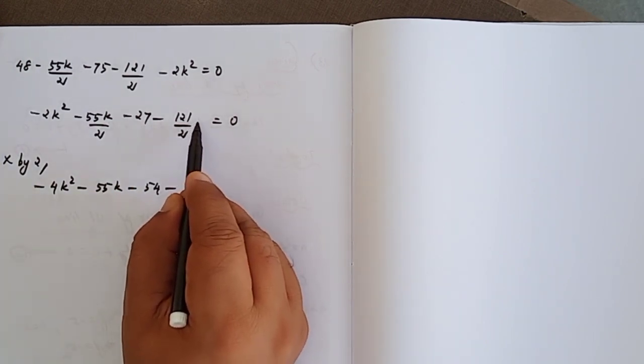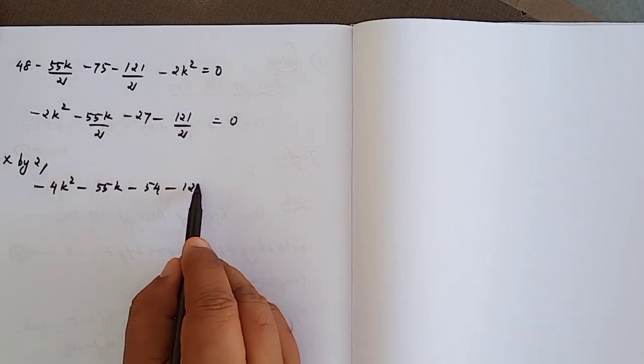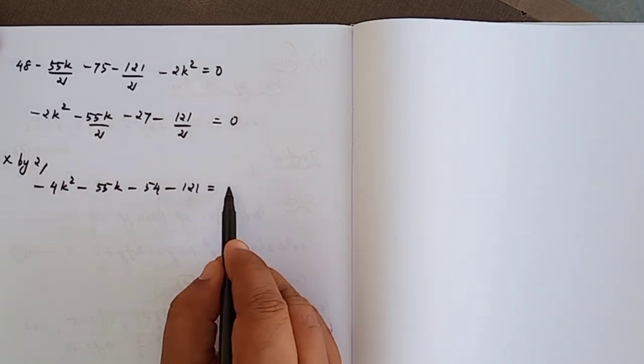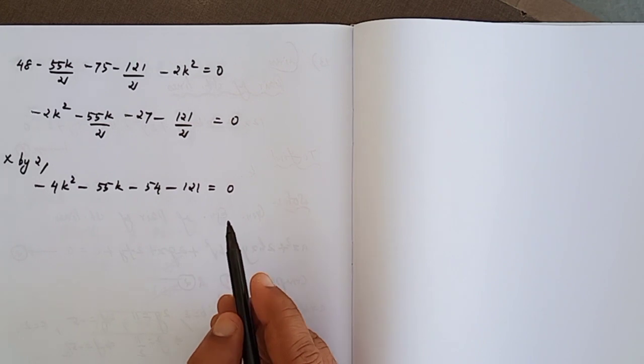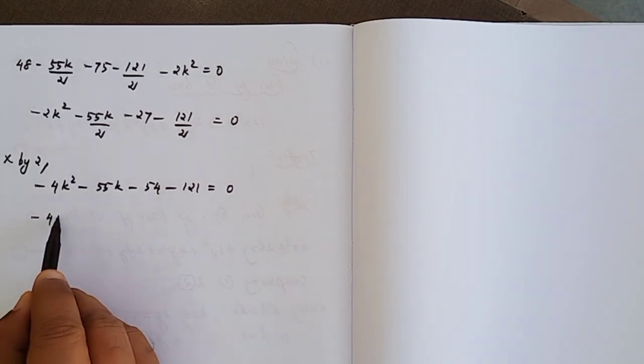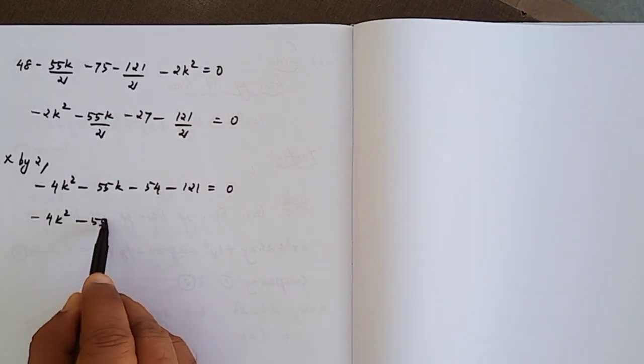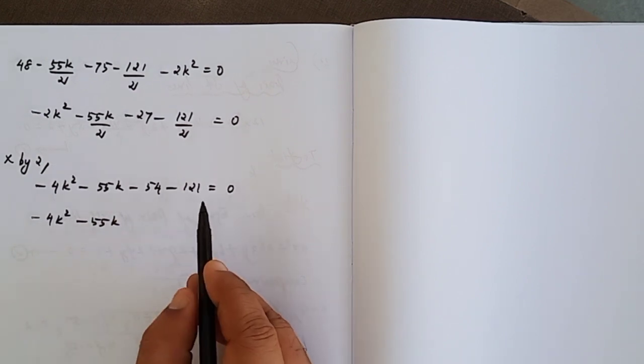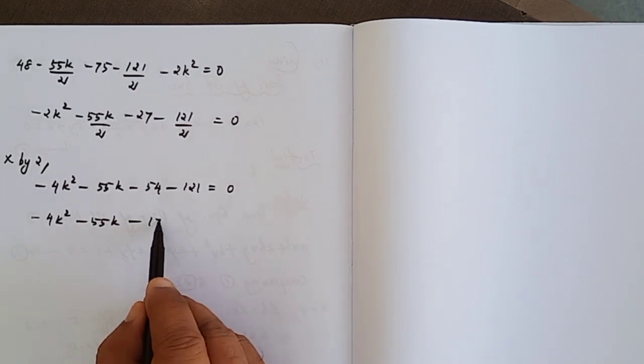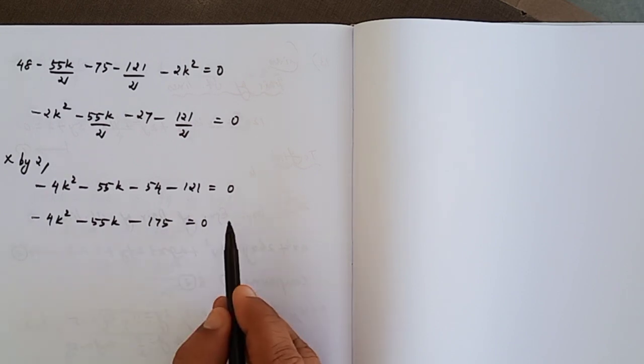Here also we have to multiply by 2, so the 2 gets cancelled and we get 121. And 0 into 2 is equal to 0. So write minus 4k squared minus 55k. Both constants we can add, that is minus 175, equal to 0.